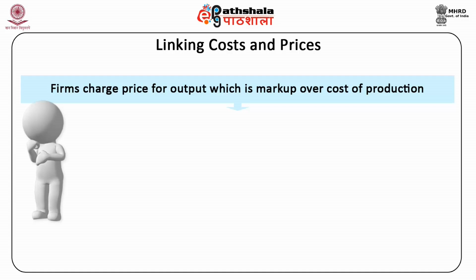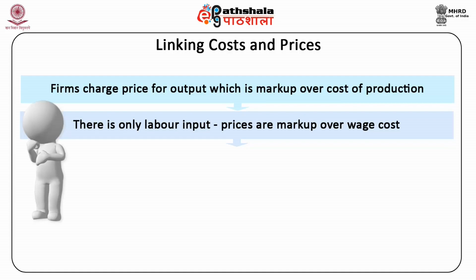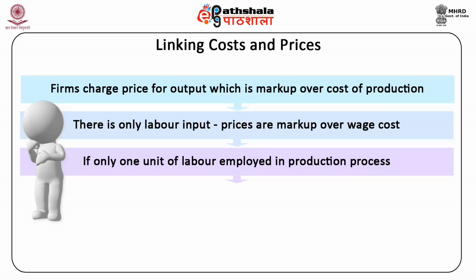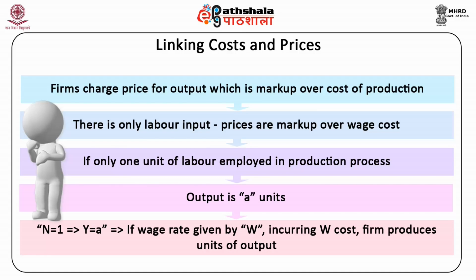Moving on to linking cost and prices, firms charge a price for their output which is a markup over their cost of production. Since we have assumed that there is only labor input, prices are a markup over the wage cost. Given the previous equation, if only one unit of labor is employed in the production process, output is A units. In other words, N = 1 implies Y = A.